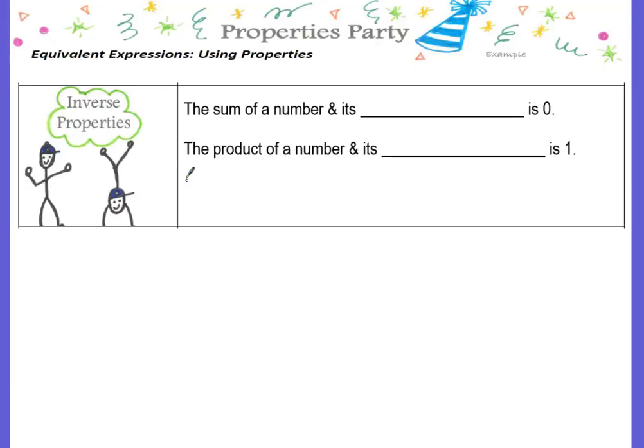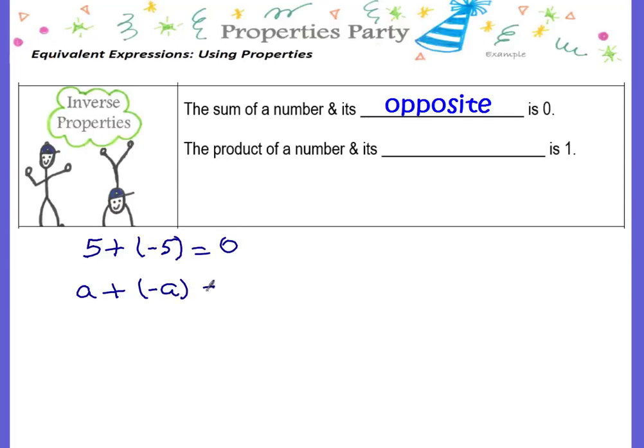Then we have the inverse properties, and we've actually already talked about the inverse properties, although we didn't call it the inverse properties. The first one says that the sum of a number and its opposite is 0. So if I have 5 plus a negative 5, that's going to give me a 0. If I have A plus a negative A, that's going to give me 0. The product of a number and its reciprocal is 1. So we learned this when we were doing fraction division. If you have 5 times 1/5, the answer is going to be 1.